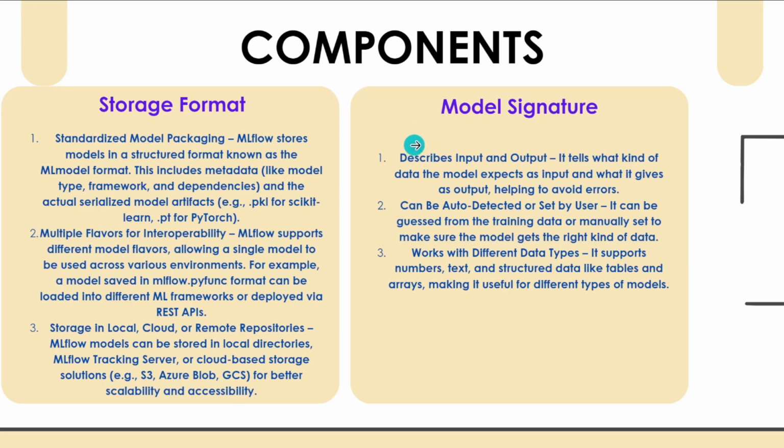Okay, so it describes input and output. It tells what kind of data the model expects as input and what it gives as output, helping to avoid errors. It can be auto-detected or set by the user. It can be guessed from the training data or manually set to make sure the model gets the right kind of data. It works with different data types. It supports numbers, text, and unstructured data like tables and arrays, making it useful for different types of models. Okay, I will explain this model signature in more detail because there are many things that I need to explain regarding it.